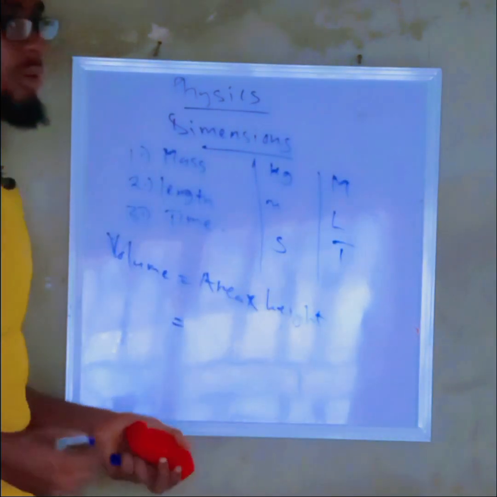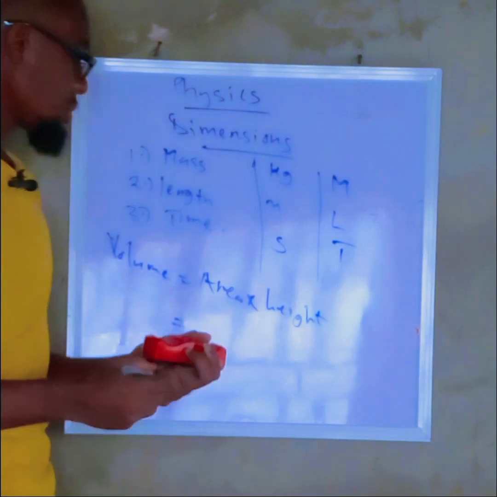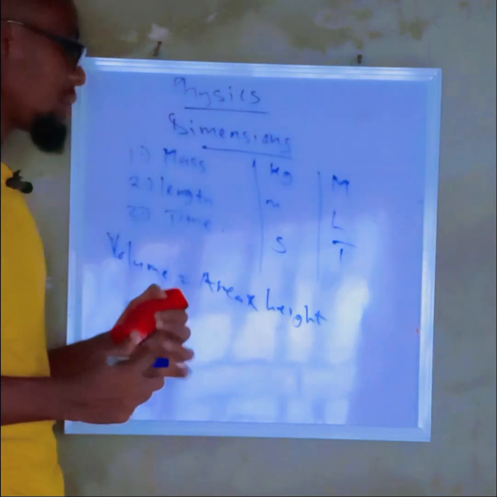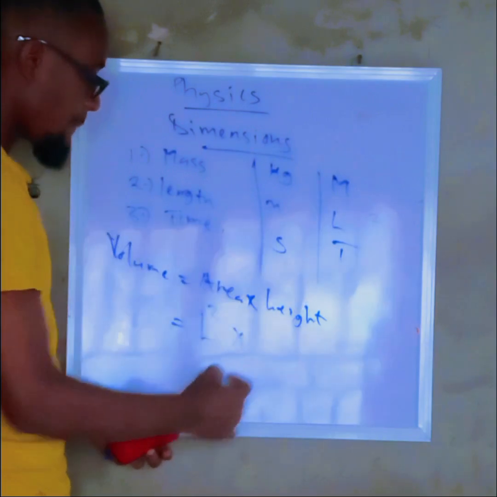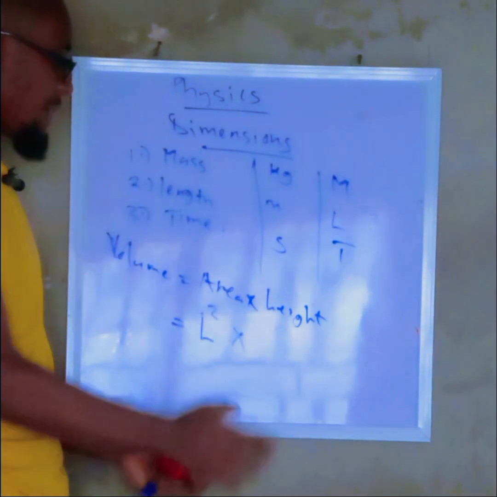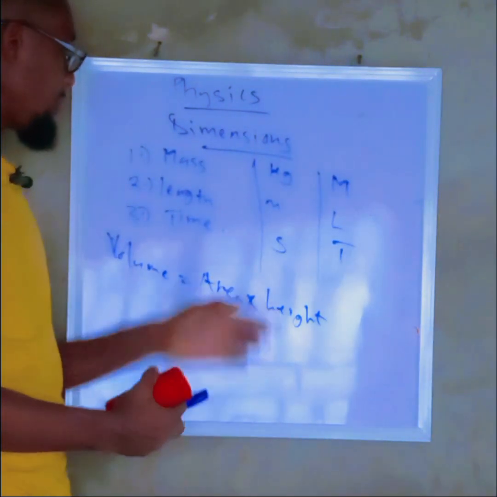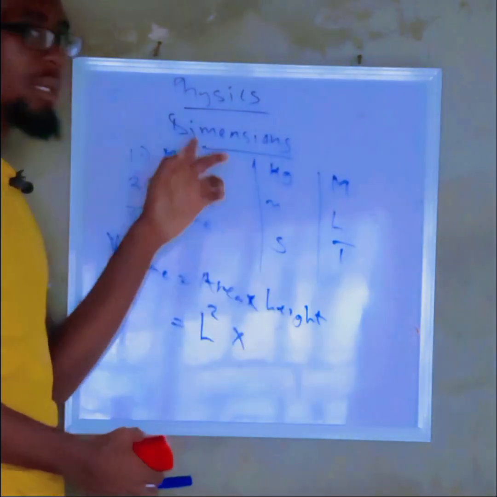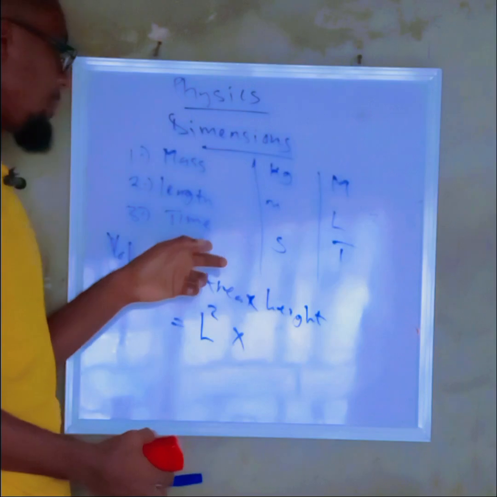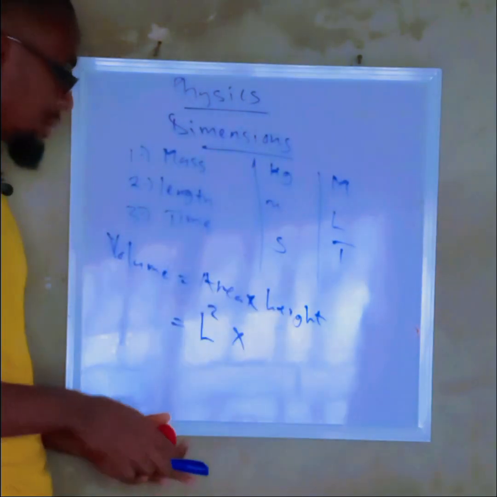Very good. Now, we know that the area already was L squared from our previous example, L squared multiplied by... Now, we have height here. Amongst these three fundamental quantities, which one can you link height to? You cannot link height to mass. You cannot link height to time. You can link height to the length. So we can still put L here.